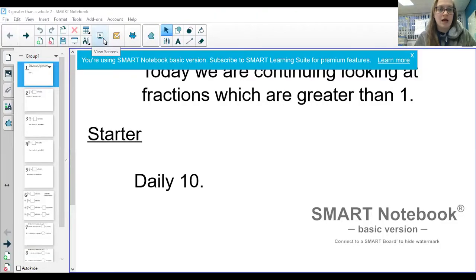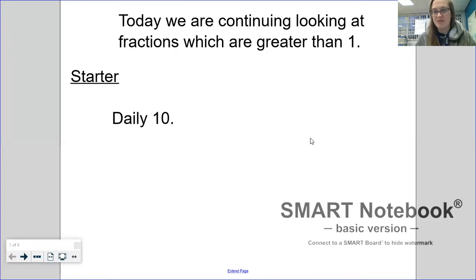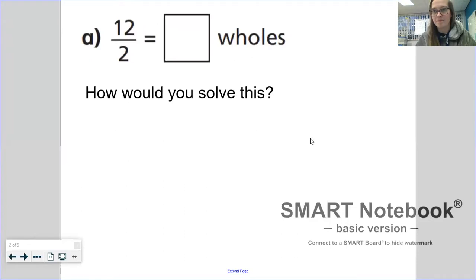Okay, we're just continuing on from yesterday. So let's have a look at what we need to be doing today. I'm not going to do a daily 10 with you because you should have done that in the lesson, but you can always go on Top Marks and do daily 10.